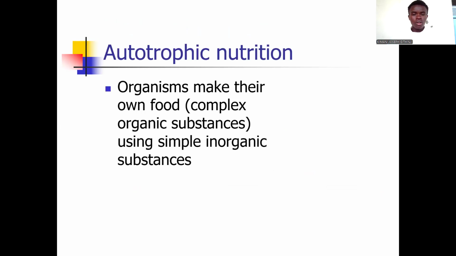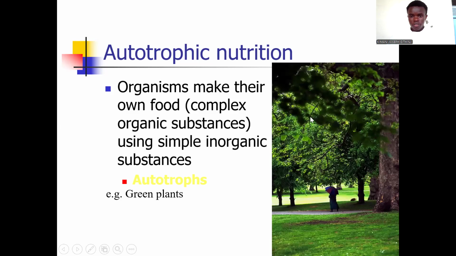It is the process by which organisms make their own food using simple inorganic substances obtained from their environment. Usually it's via the process of photosynthesis. Now, when I talk of simple inorganic substances, I'm talking of the raw materials required to manufacture their own food. And this includes something like carbon dioxide, water, and sunlight. Sunlight is the condition.